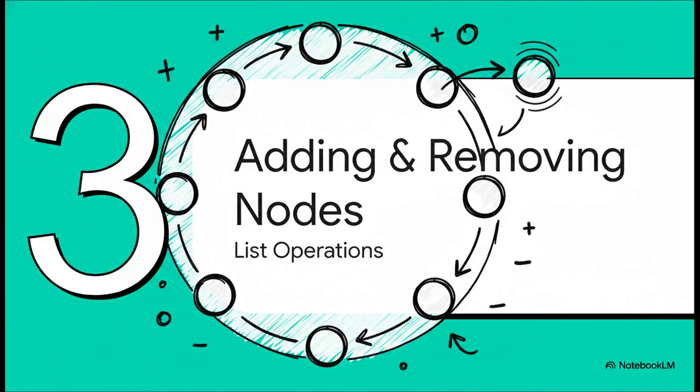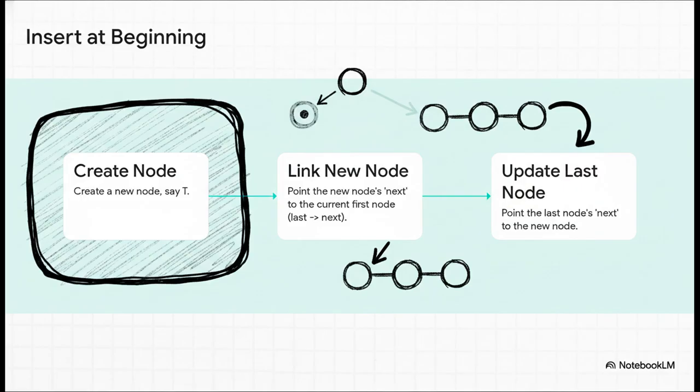Let's dig in. Okay, so let's say we want to insert a new node at the beginning. And I say beginning because there isn't really one. It's basically a three-step dance. First, you create your new node. Easy enough. Second, you make its next pointer point to what used to be the first node. And for the grand finale, you find that very last node in the chain and tell it to point to your new one. Let's see what that actually looks like.